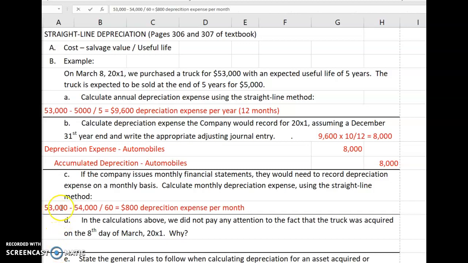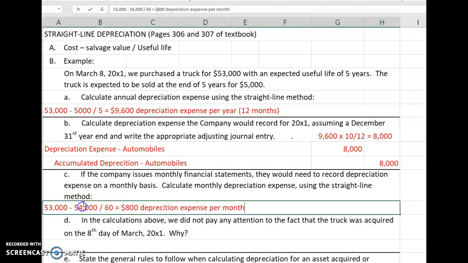So cost minus salvage value divided by 60-month life instead of a 5-year life. 5 times 12 is 60 months in a 5-year period. So cost minus salvage value divided by 60 equals $800 per month.